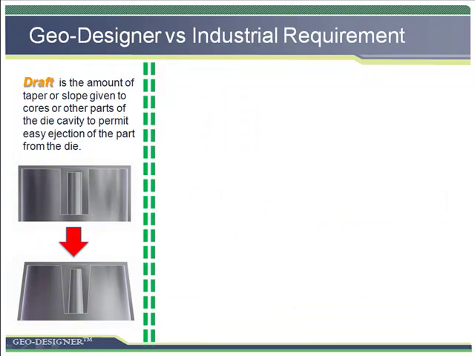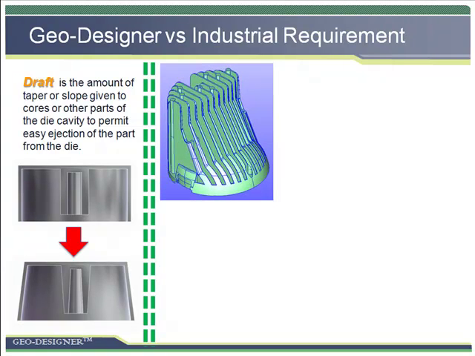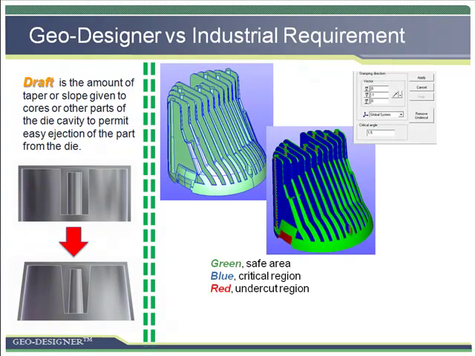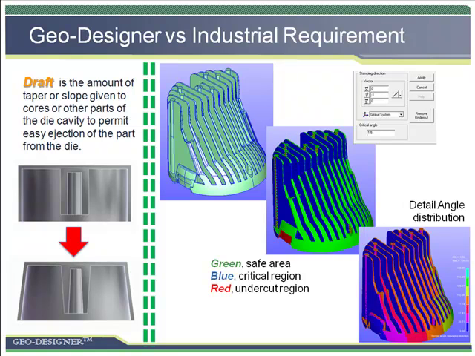Besides the mass distribution analysis, Geo-Designer can also analyze the draft angle and the fillet radius. Draft angle is also important for mold design, especially for stamping parts, plastic ejection and casting processes. Draft is the amount of taper, or slope, given to cores or other parts of the die cavity to permit easy ejection of the part from the die.